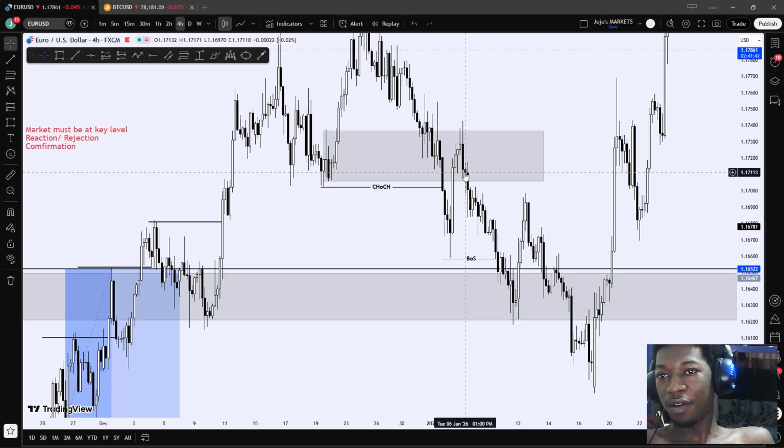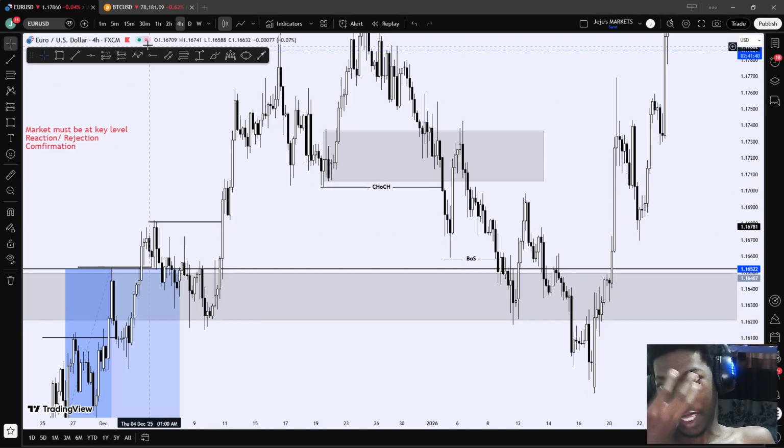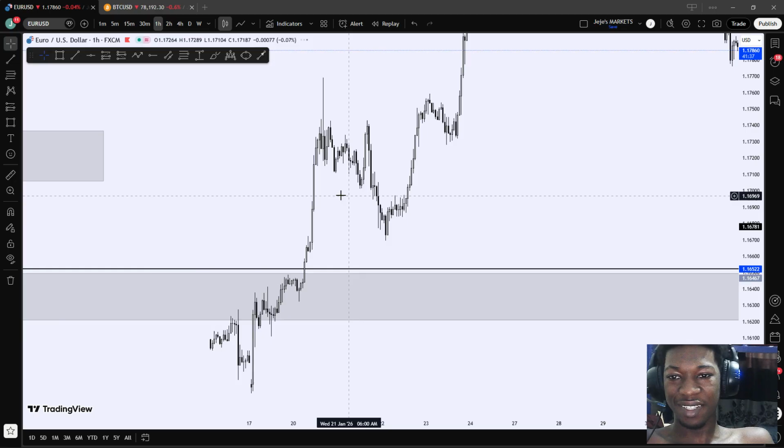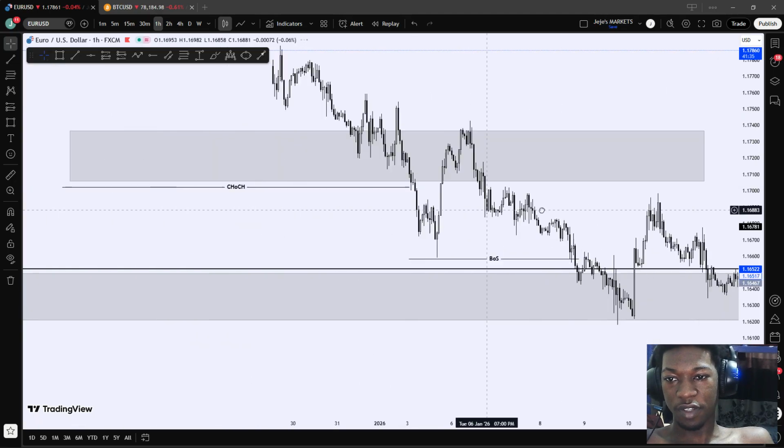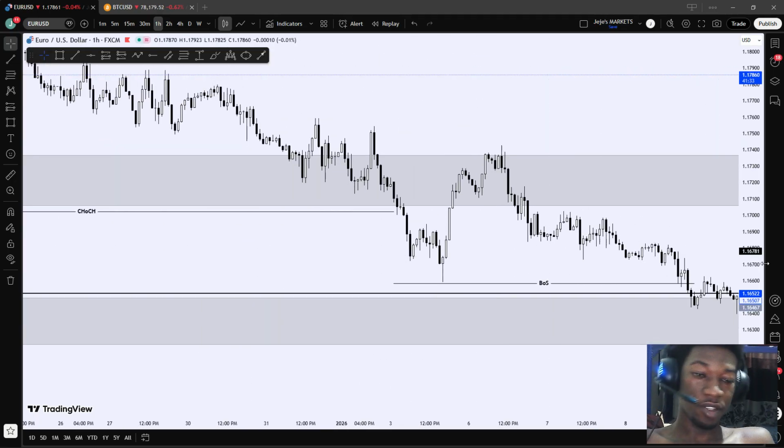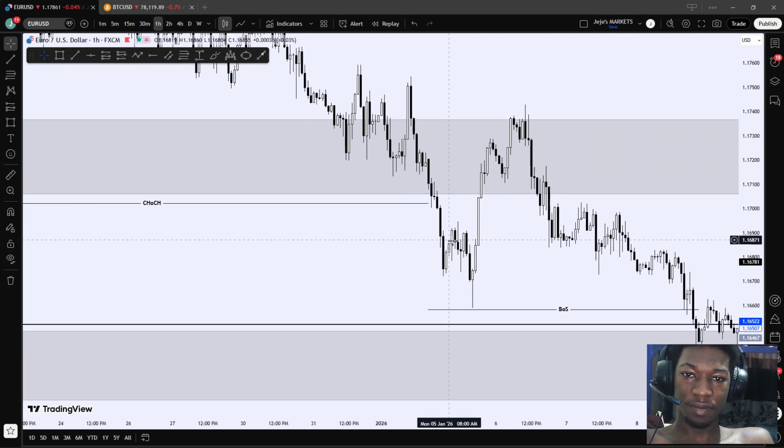This is a 4 hour time frame. But if you want to get a sniper entry, then go on a lower time frame, like let's say 1 hour or even 30 or 15. Find your entry in there. That's how you could get a sniper entry.